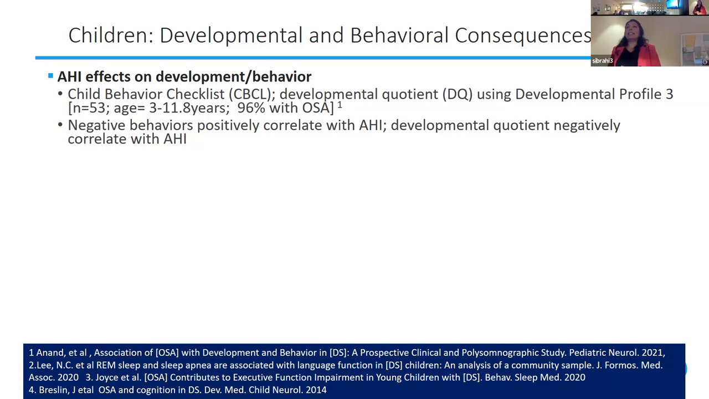Well, one study looked at the AHI effects on development and behavior. And we can talk all day about whether the AHI is the right metric, and sometimes it's not. But in this case, it really did correlate with the Child Behavior Checklist, which is a validated behavior measure, as well as the developmental quotient. Negative behaviors were positively correlated with AHI, meaning that the more sleep apnea you had, the more negative behavior. And the same with the AHI: higher AHI, lower developmental quotient. So that's concerning. Even in this very small study, there were some signals that we probably need to pay attention to.